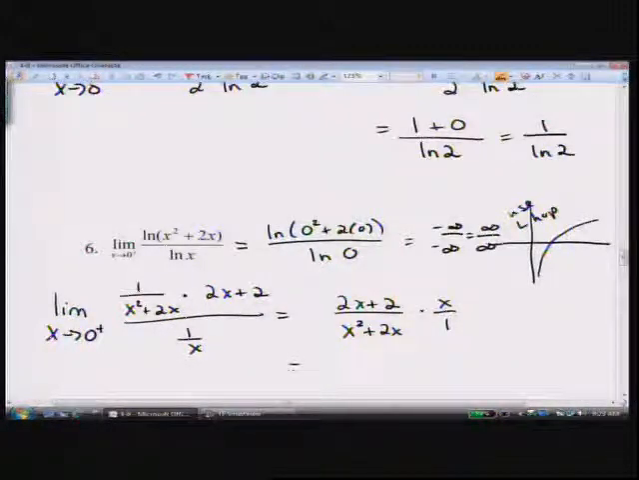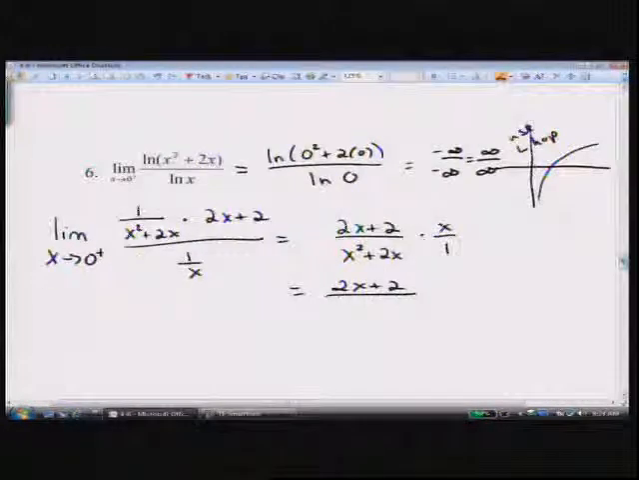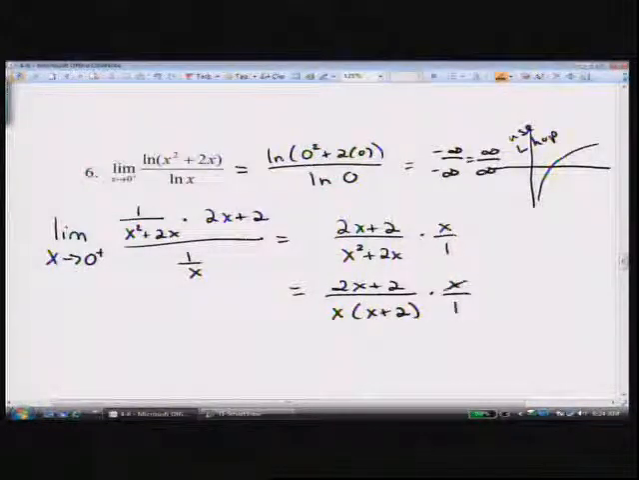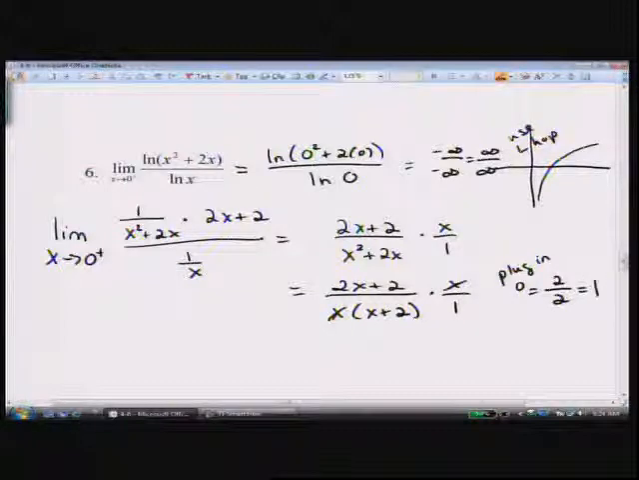Okay, and then you can clean this up some more. You have 2x plus 2. If you factor an x out of the denominator, notice that you can cancel those x's, which is a good thing, because now when we plug in 0, we get 2 over 2, which is equal to 1.